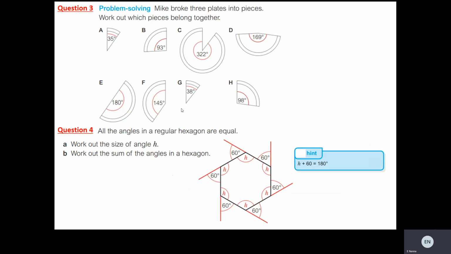Another problem-solving question here. I think this will be an ideal question for us to finish off. We have roughly about 5 minutes, so let's see if we can do that. I want you to make an attempt on that. Mike broke 3 plates into pieces. You need to work out which pieces belong together. And then try and make an attempt also on question 4.